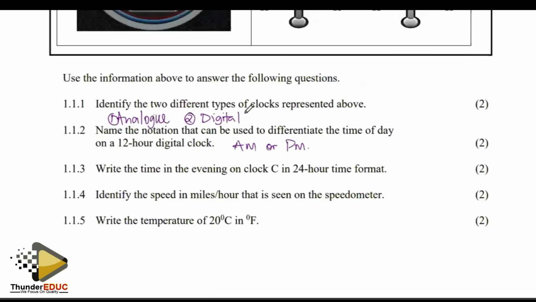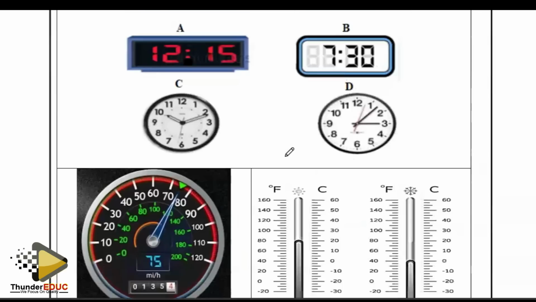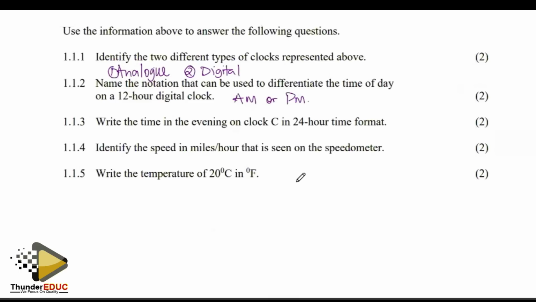Write down the time in the evening on clock C in 24-hour system. So we come here, this is C. When you look at this, it's 11 minutes past 10. They are saying evening, so it's supposed to be PM. But the question wants you to express it in 24-hour system, which will be 22 hours, 11 minutes.